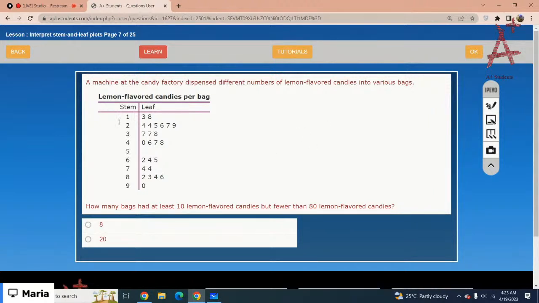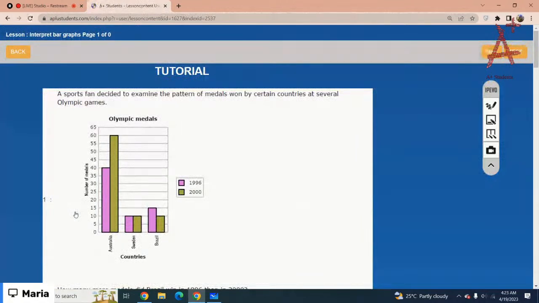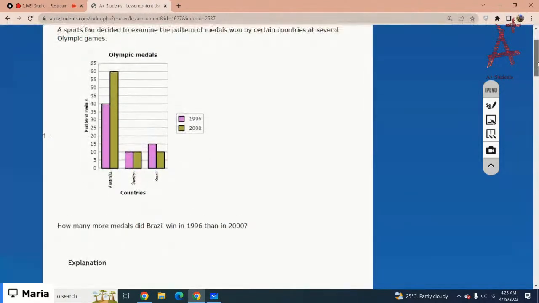Okay, the next lesson is interpret bar graphs. So let's just start with the bar graphs. Okay, a sports fan decided to examine the patterns of medals won by certain countries at several Olympic Games. How many more medals did Brazil win in 1996 than in 2000? Got it? So 1996 would be this one, and the green one is 2000. So you need to calculate how many more medals did Brazil win in 1996 than in 2000.